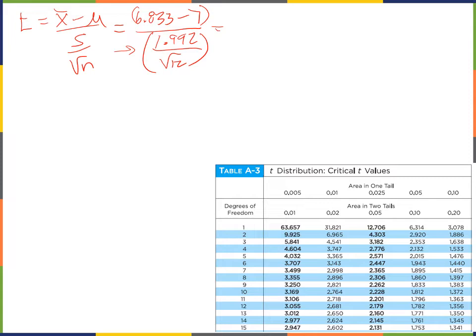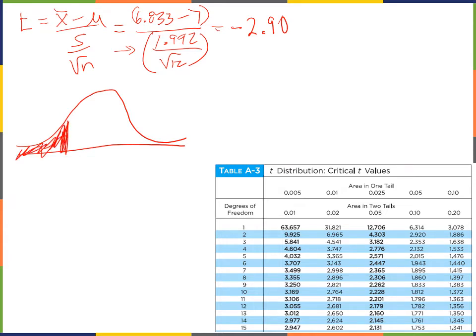So when I do this calculation, I got negative 2.90. Okay, there's my t-score. So then what I'm going to do is I'm going to do the critical value method. So I'm going to say I have a bell-shaped distribution. This is a t-distribution. I'm going to do the critical value method. Remember, it's a left-tailed test.